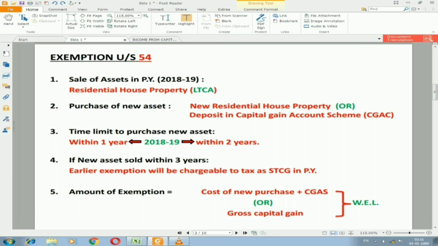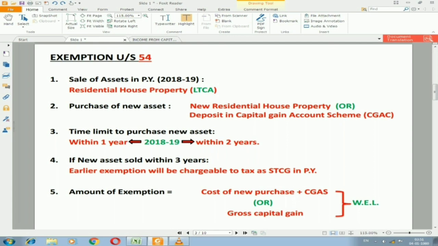2018-19 is the sale year. When the particular asset is sold, on that day, before or after, suppose a particular asset is sold on 1/1/2019, which will come under the year 2018-19. If it is sold on 1/1/2019, then before 1/1/2019, within 1 year he can invest or purchase. If it is not possible, after 1/1/2019, I'm just giving an example, within 2 years he can purchase. So before the sale or after the sale he can purchase a particular residential house property. So this is the time limit.